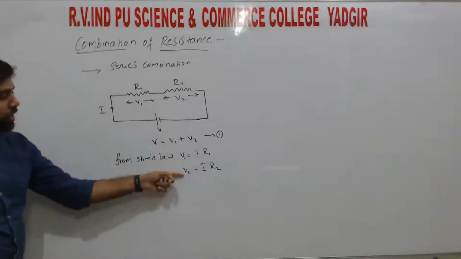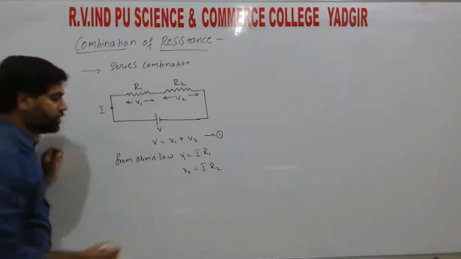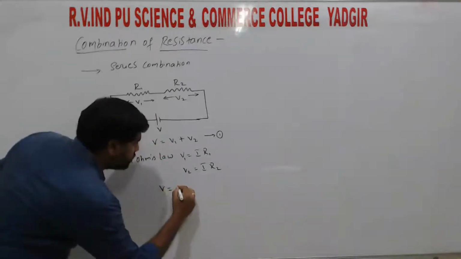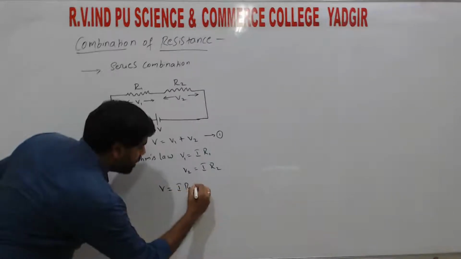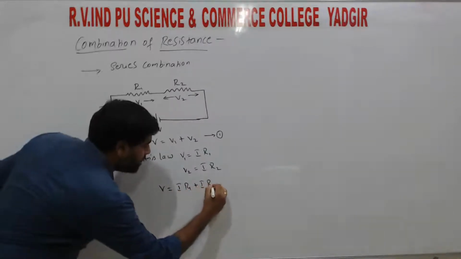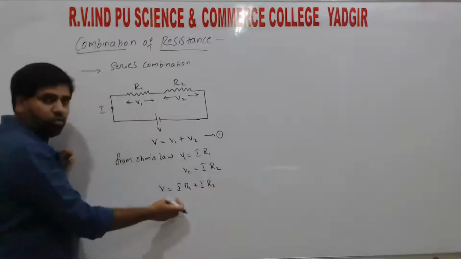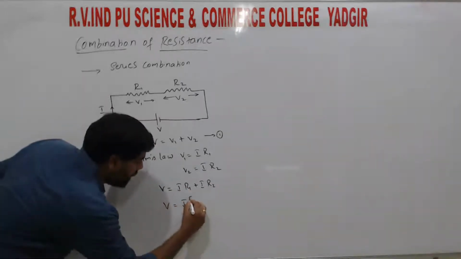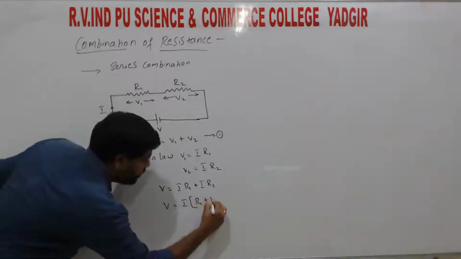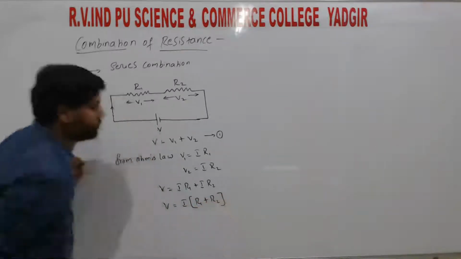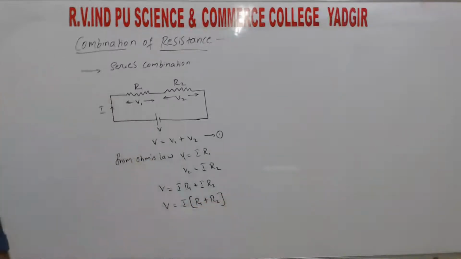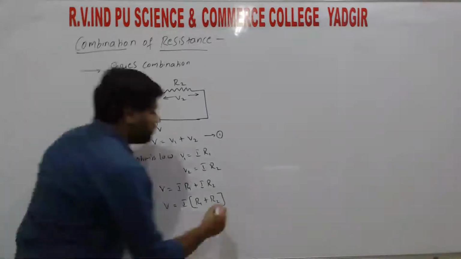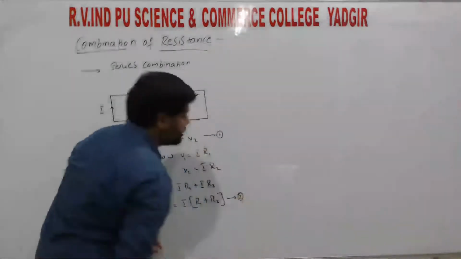Now substitute V1 and V2 in the first equation. So V is equal to I R1 plus I R2. In these two terms we have the common current, so V is equal to I into R1 plus R2. Calling this the second equation.